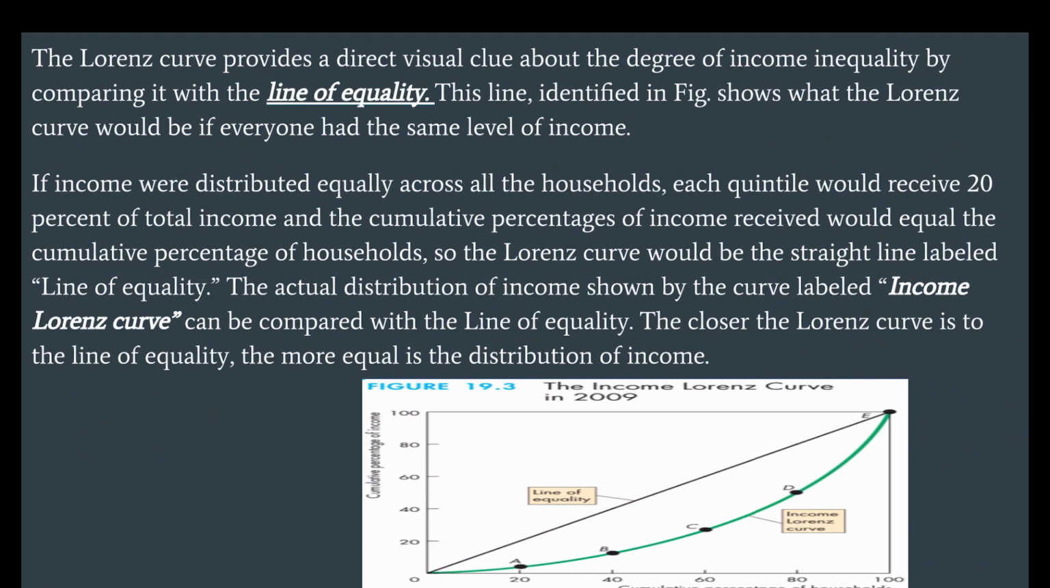The Lorenz curve provides a direct visual clue about the degree of income inequality by comparing it to the line of equality. This line, identified in the figure, shows what the Lorenz curve would be if everyone had the same level of income. If income were distributed equally across all the households, each quintile would receive 20% of total income, and the cumulative percentage of income received would equal the cumulative percentage of households. So the Lorenz curve would be the straight line labeled line of equality. The actual distribution of income shown by the curve labeled income Lorenz curve can be compared with the line of equality. The closer the Lorenz curve is to the line of equality, the more equal is the distribution of income.